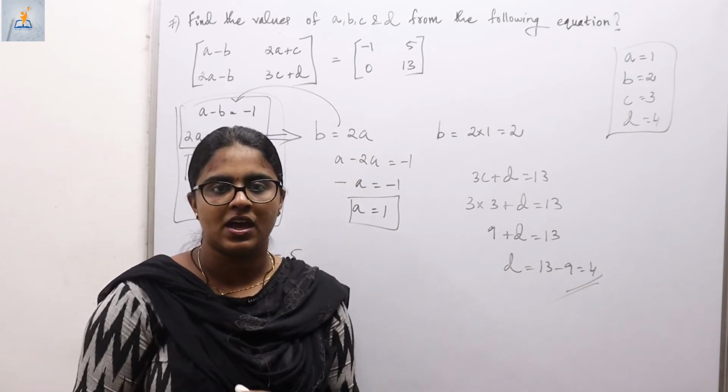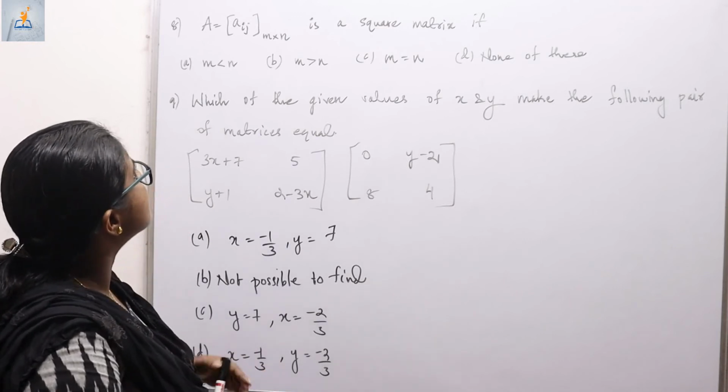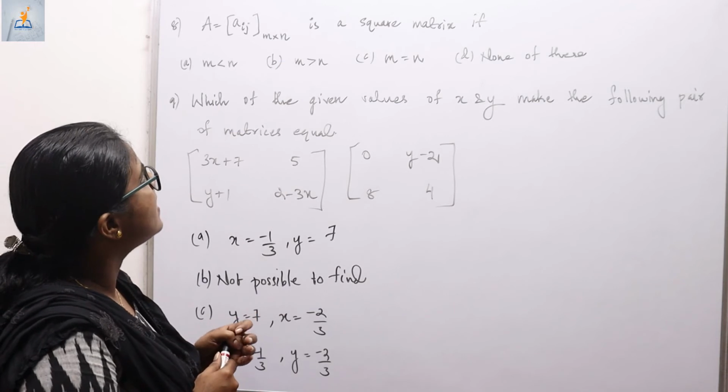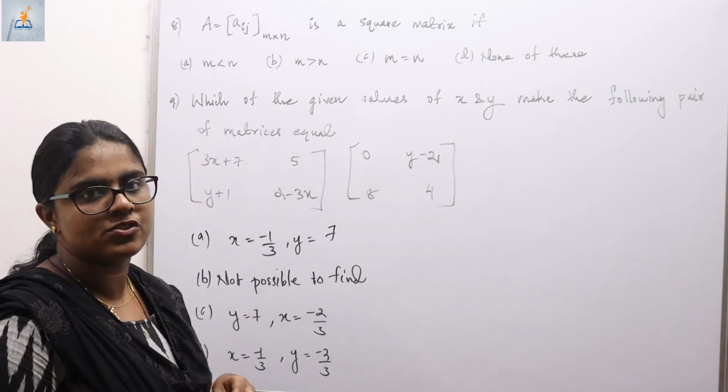Now we shall move to the 8th question. The 8th question is A is equal to aij of order m by n is a square matrix if which of the following conditions is true.